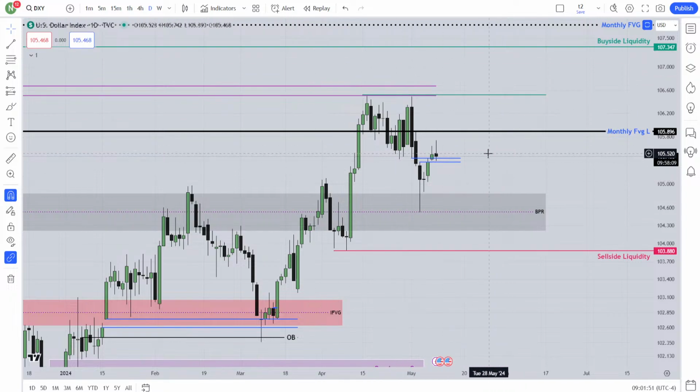Here is the dollar index chart, and you see this is the daily chart. How do I start, actually?